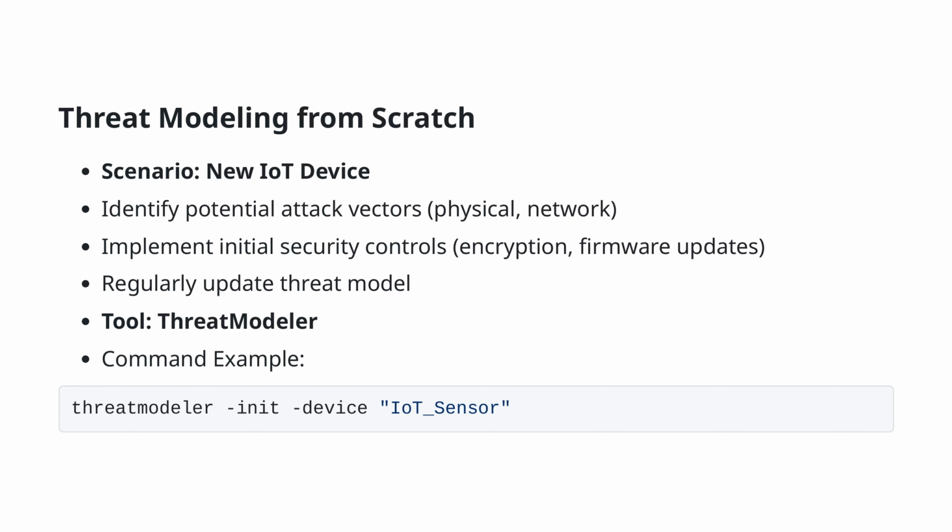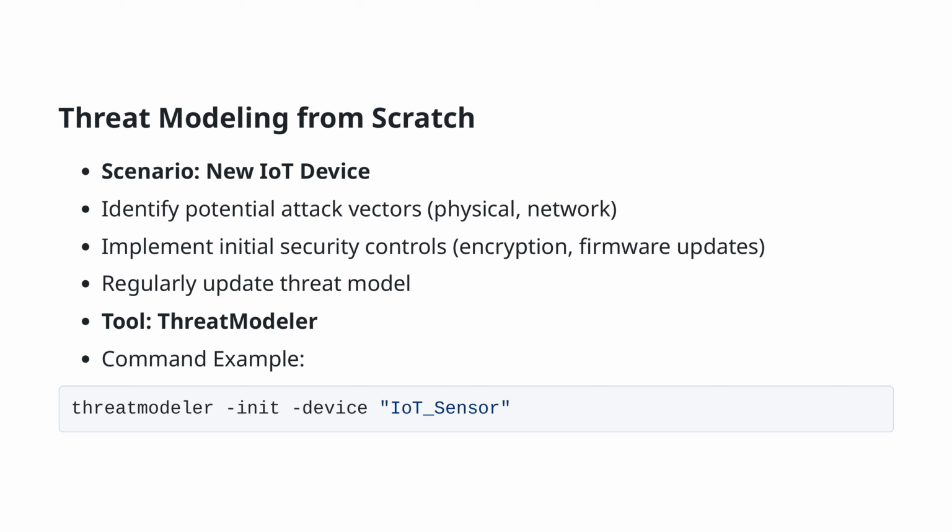In this slide, we're shifting our focus to threat modeling from scratch, specifically for a new IoT device scenario. First, we need to identify potential attack vectors, which include both physical and network vulnerabilities. Given the nature of IoT devices, it's crucial to consider how someone could physically tamper with the devices, as well as how they might exploit network communications.